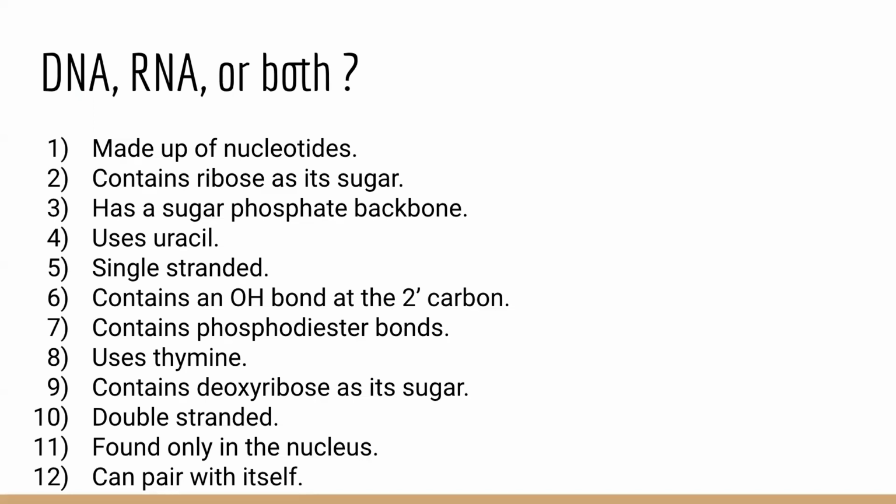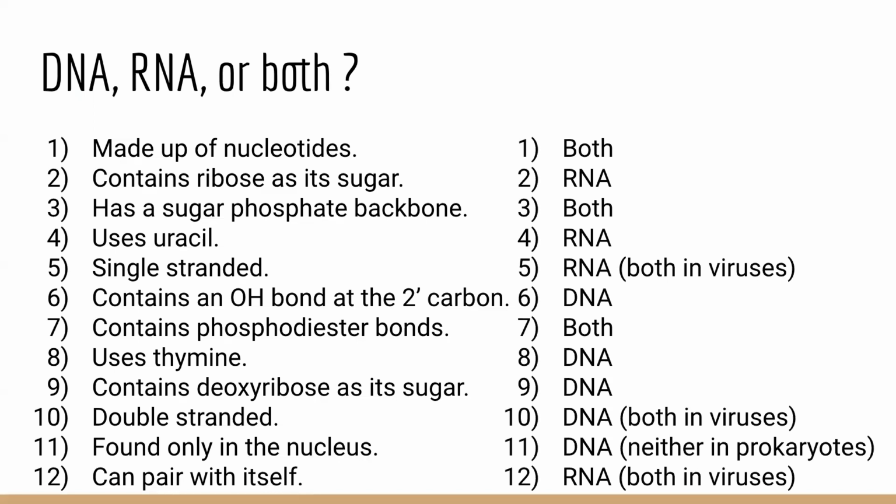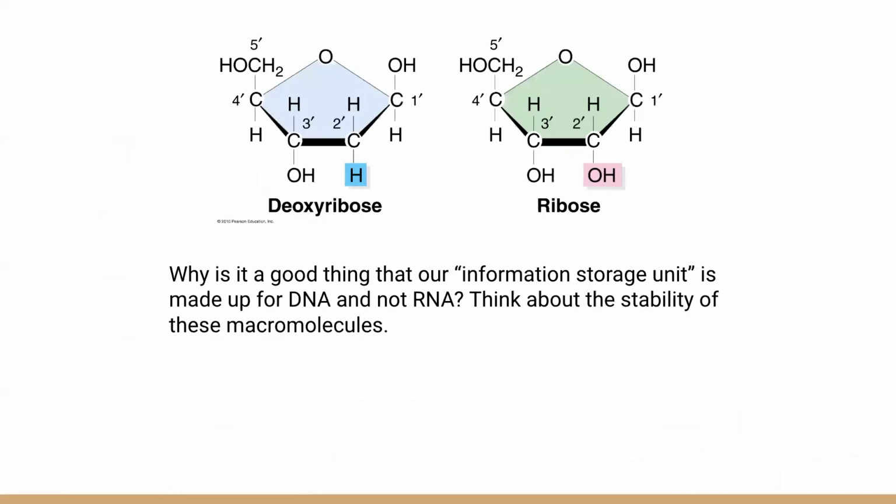And then contains phosphodiester bonds: both. Uses thymine: DNA. Contains deoxyribose as a sugar: DNA. Double-stranded: DNA. Only found in the nucleus: DNA. Can pair with itself, or both? Sorry, a single strand can pair with itself. Oh, okay, so that'll be RNA. Yes. I just forgot DNA can do both things. Yeah, no, that makes sense.